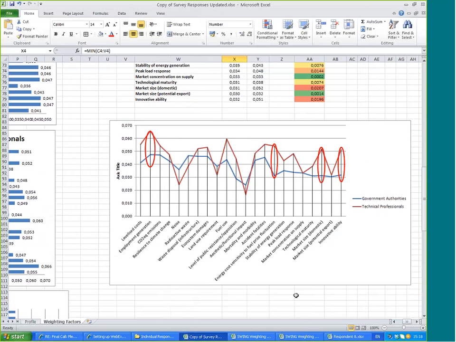So the objective of this webinar is, based on these results, to ask you as respondents to reflect on that, to justify your preferences, and exchange information and knowledge based on that, and then ask you to revise your preferences based on this discussion. So I would like to open the floor now based on this graph, showing the differences on selected criteria between the government authorities representatives and technical professionals.